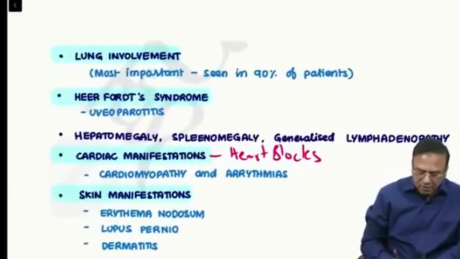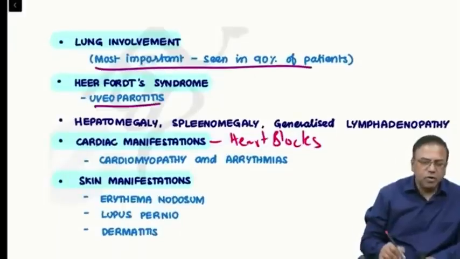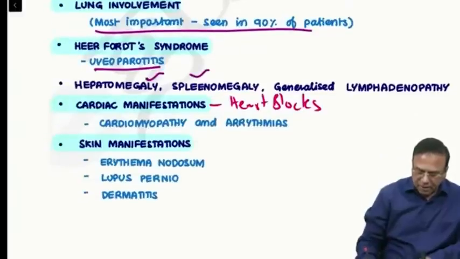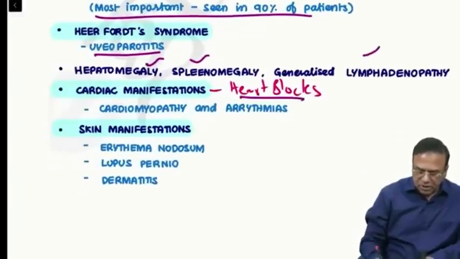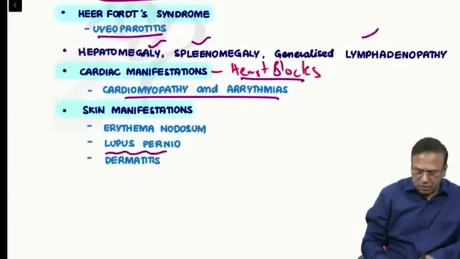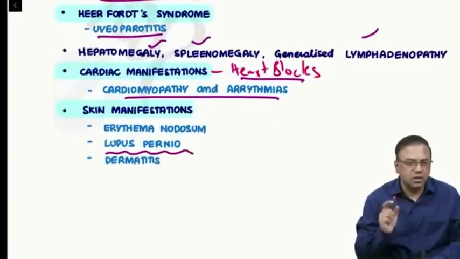Patients will have lung involvement, which will be progressive in sarcoid. They can have uveitis. This is known as Heerfordt syndrome. They can get organomegaly, lymphadenopathy, heart blocks can occur, cardiomyopathy, arrhythmias can occur, and in the skin, the special thing they ask is lupus pernio. Many people see the word lupus and think it's SLE. It is a sarcoid problem.